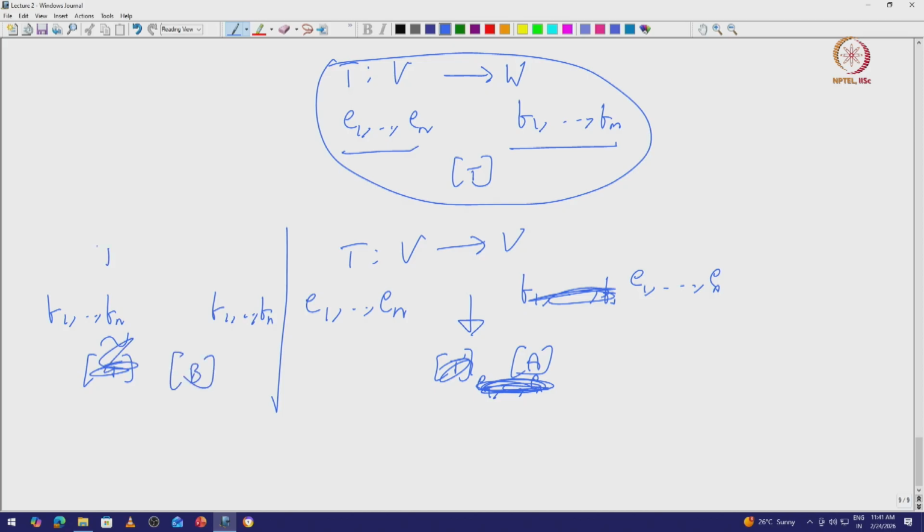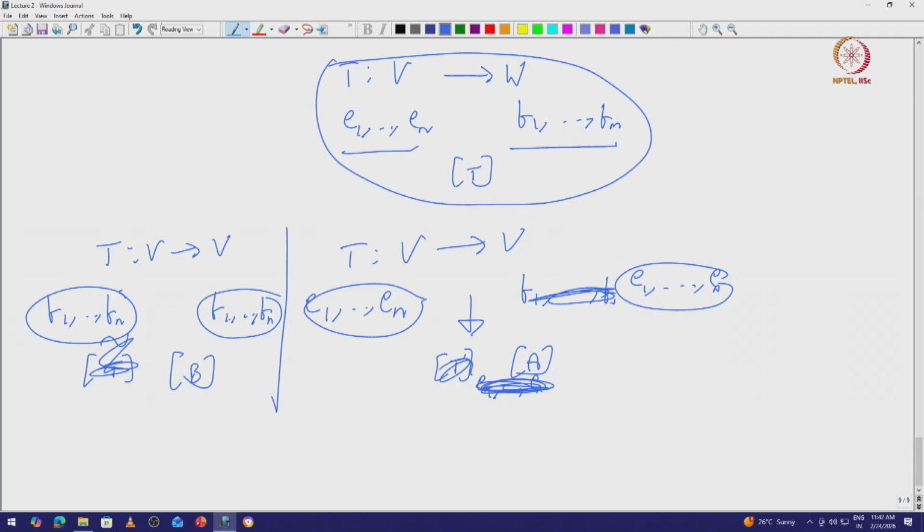So the same linear map, except that I'm choosing these two to be the bases here and these two to be the bases here. I'll get two different matrices. So then, how does one change the basis?